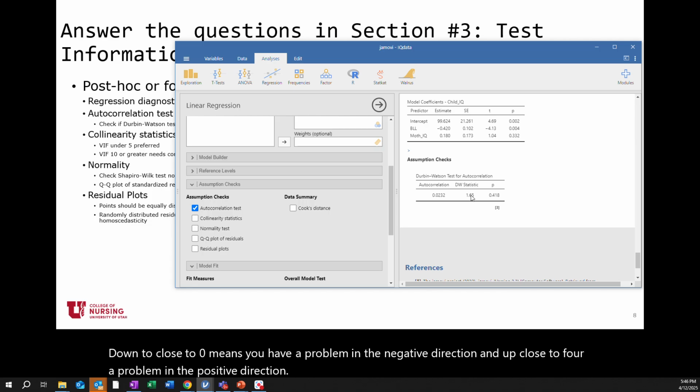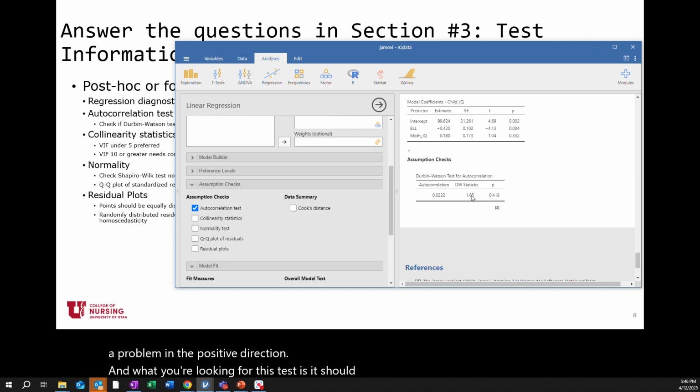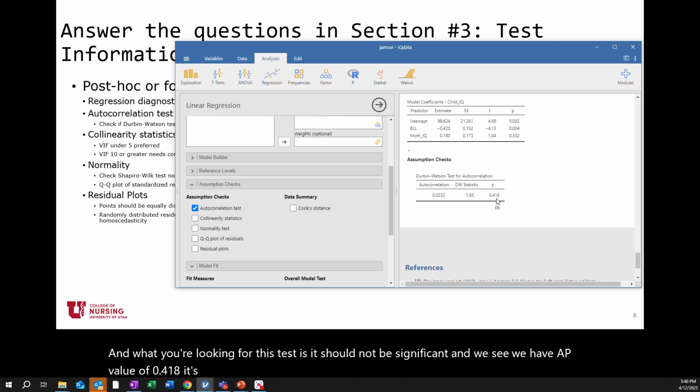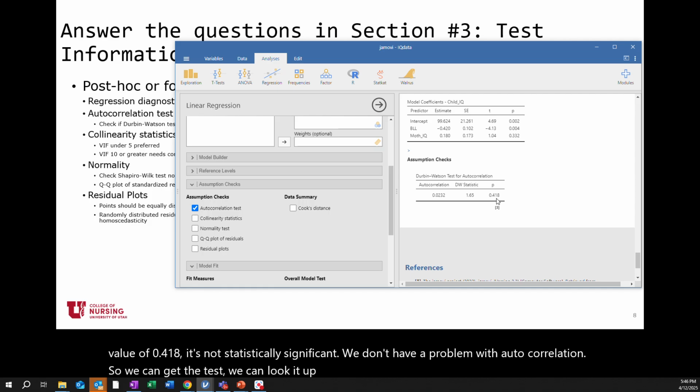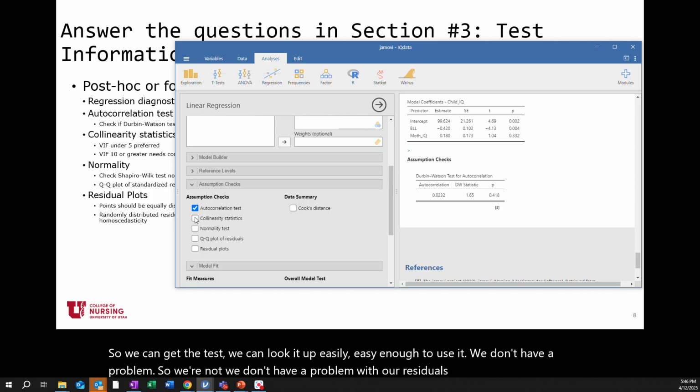And what you're looking for with this test is that it should not be significant. And we see we have a p-value of 0.418. It's not statistically significant. We don't have a problem with autocorrelation. So we can get the test, we can look it up easily, easy enough to use it. We don't have a problem with our residuals being correlated with each other.